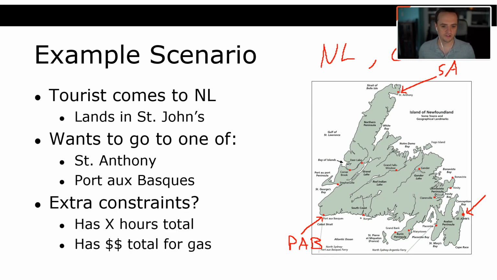And maybe that person has some extra constraints. Maybe they only have so many hours or however much time that they're in the province. That may impact where they want to go or what route they take. Or maybe they only have a certain amount of money total for gas. So we can have a goal in mind and an extra constraint in mind as well.